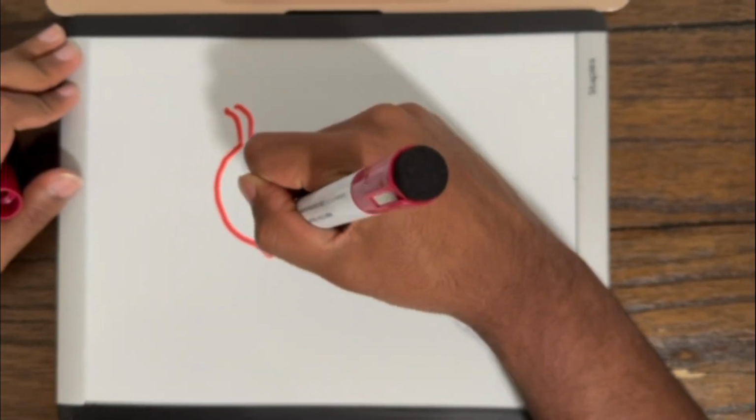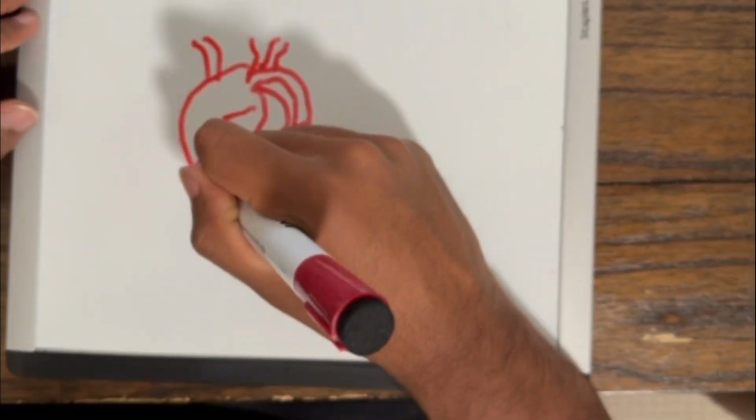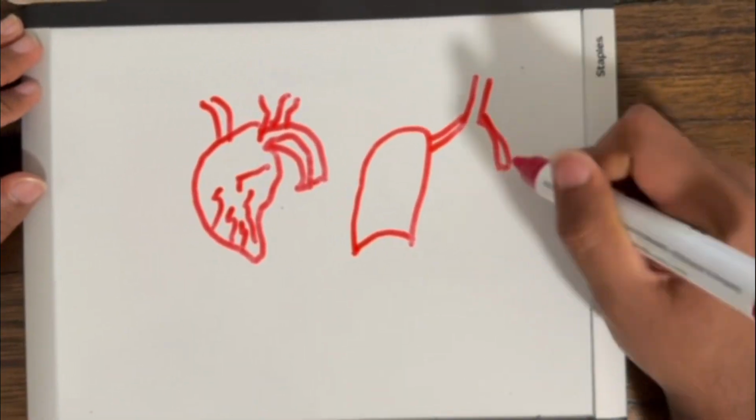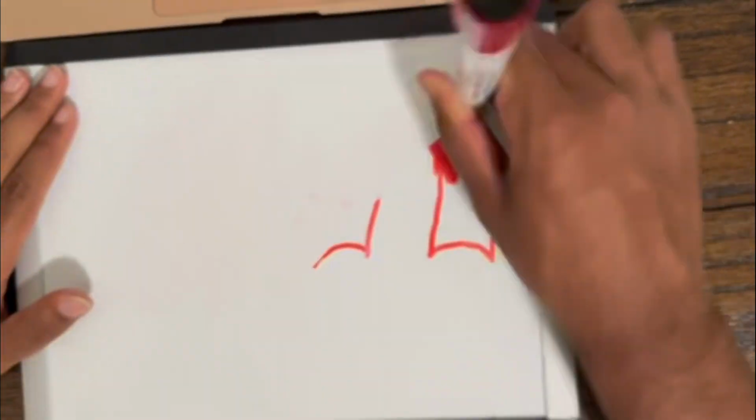I'm Jackson, and today we're going to be going over adrenaline, also known as epinephrine, and its signaling pathway and how it specifically affects heart rate or lung capacity.